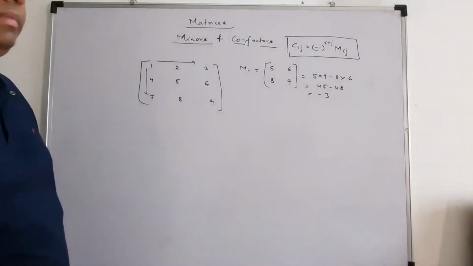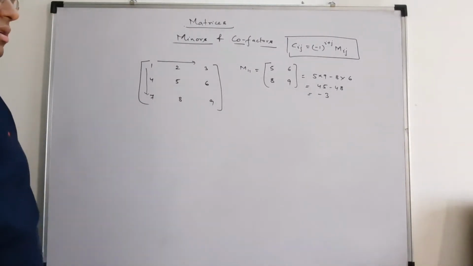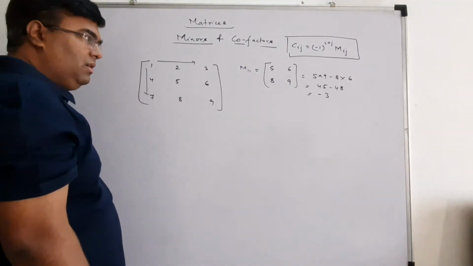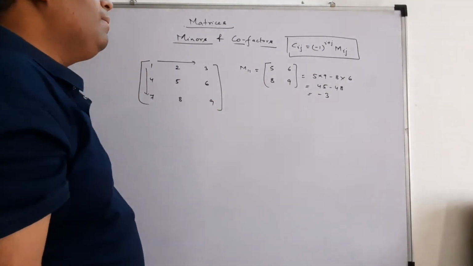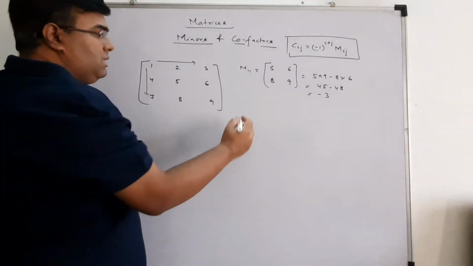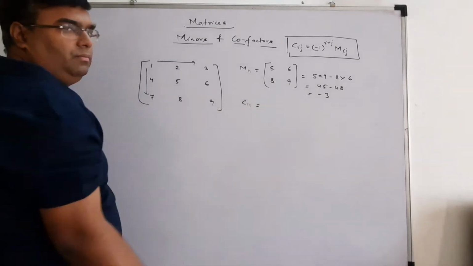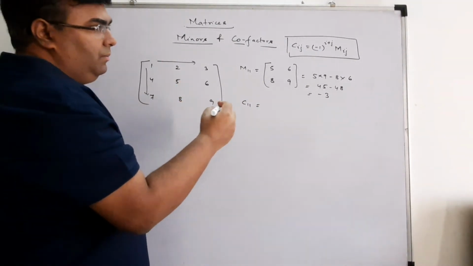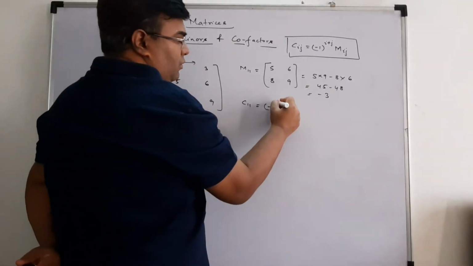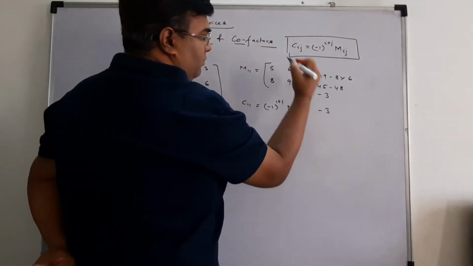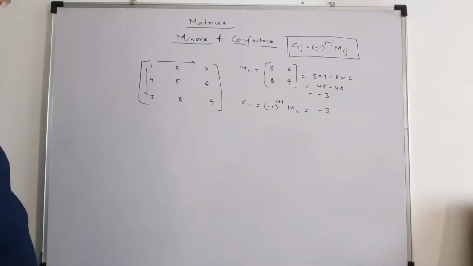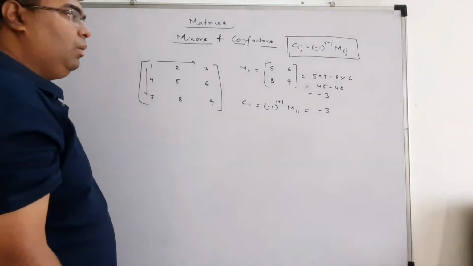Which is minus 3. So M11 is minus 3. If you practice, you don't need to write it like this. You will directly write the value of M11. What will my C11 be? Using that formula, minus 1 raised to 1 plus 1, which is similar to minus 3. Same. C11 will be equal to M11.